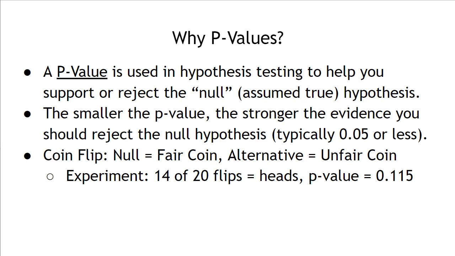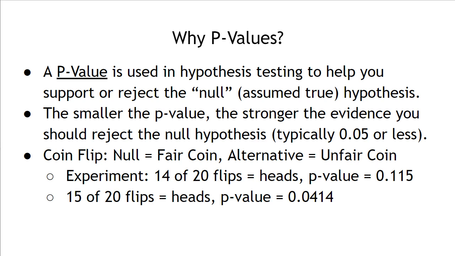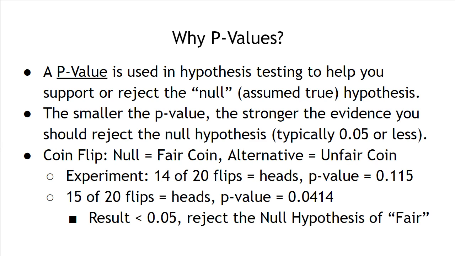What about 11? Well, we're still kind of in the neighborhood of a fair coin, but as we get closer and closer to 13, 14, we're starting to wonder, that's a lot of heads, you know, someone putting something on the other side to make it come up heads. And in this case of 14 of 20 flips coming up heads, the p-value is 0.115. But if we have 15 heads, then the p-value dips below that 0.05 value. It's 0.0414. With a result less than 0.05, we're going to reject the null hypothesis of a fair coin.